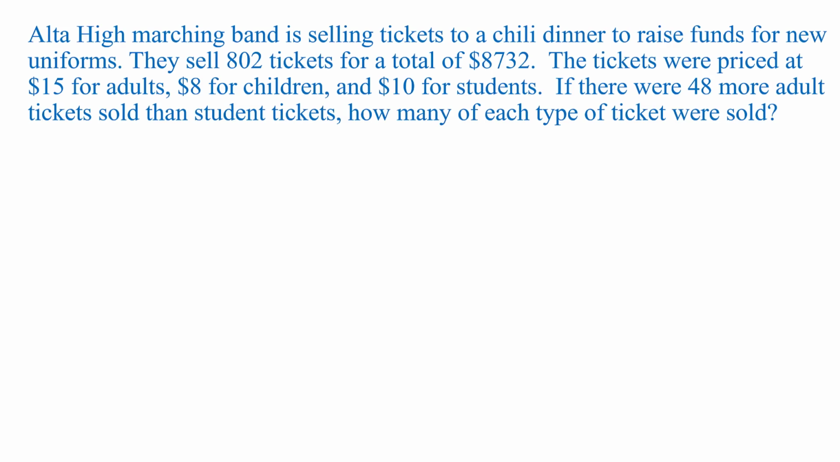Alta High Marching Band is selling tickets to a chili dinner to raise funds for new uniforms. They sell 802 tickets for a total of $8,732. The tickets were priced at $15 for adults, $8 for children, and $10 for students. If there were 48 more adult tickets sold than student tickets, how many of each type of ticket were sold?